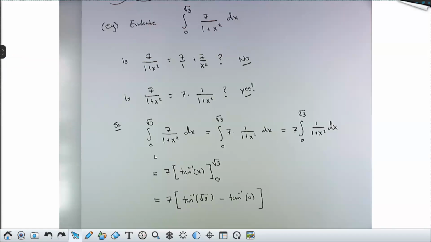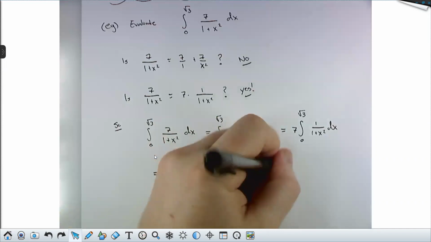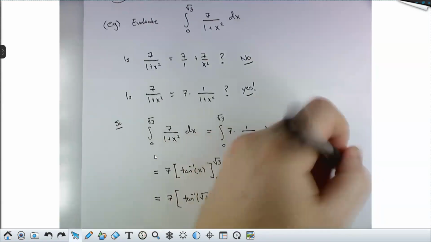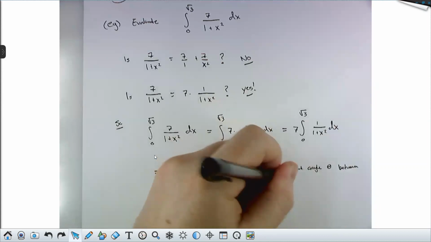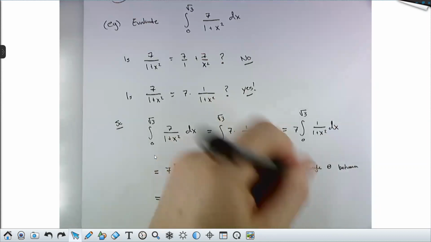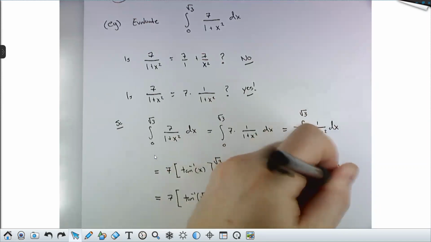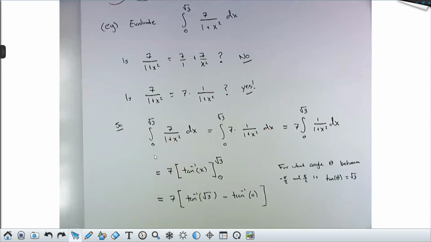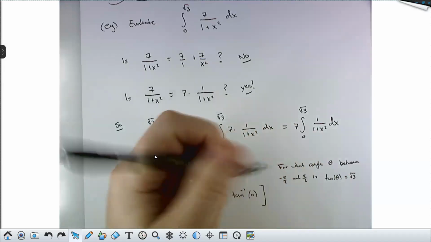Yeah, so that's the idea. So we need to know what is arctan of √3. So I need to know for what angle theta between -pi/2 and pi/2 is tan theta equal to the square root of 3. Well, the tangent of pi/4 is 1. So here we need some angle so that the tangent of that angle is √3. And that angle has to come from the interval -pi/2 to pi/2. So where is tangent theta equal to √3? Pi/3. Yeah, pi/3. And pi/3 is between -pi/2 and pi/2.